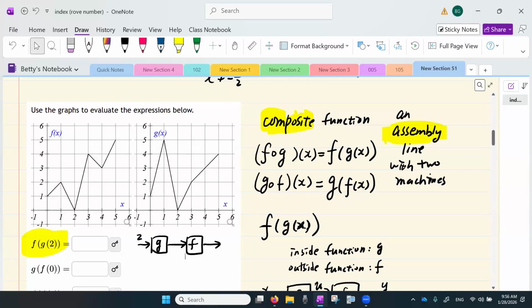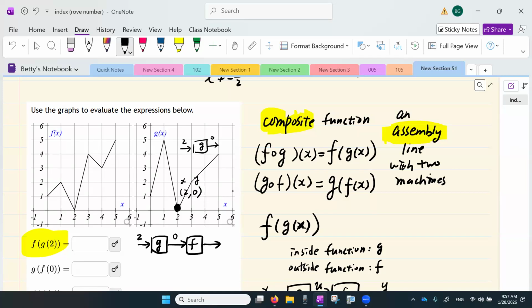Since we are looking at machine g, we are looking at the graph of g of x on the right. When x equals 2, look at this black point. This black point is on a curve, and its x coordinate is 2, y coordinate is 0. That means when the input of g is 2, the output is 0, right? I hope you see it, everyone.